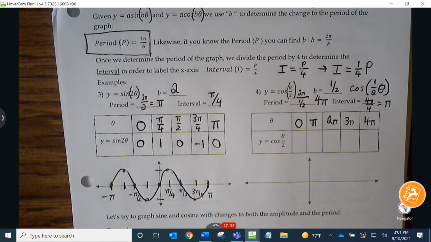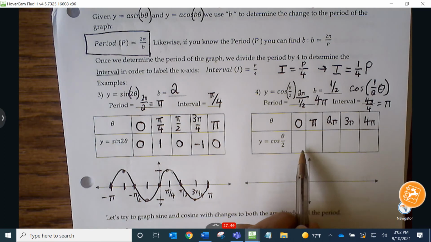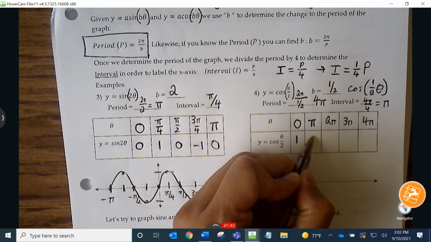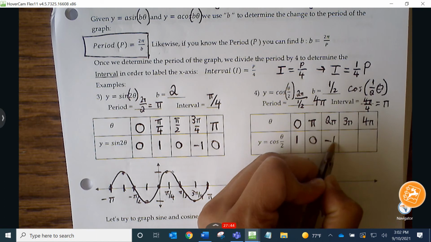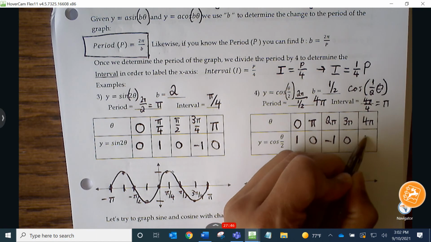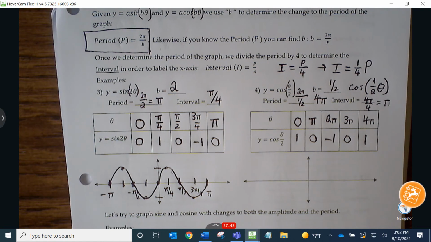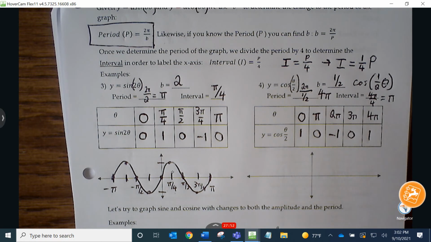All right, what do you know about cosine? Cosine starts at 1, and it just makes its way down to the lowest y value and back up. Okay. Sketch your graph. You can redefine your subintervals to be 0 through 4 pi.